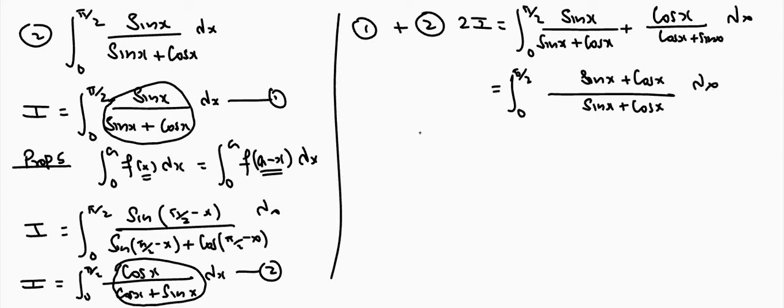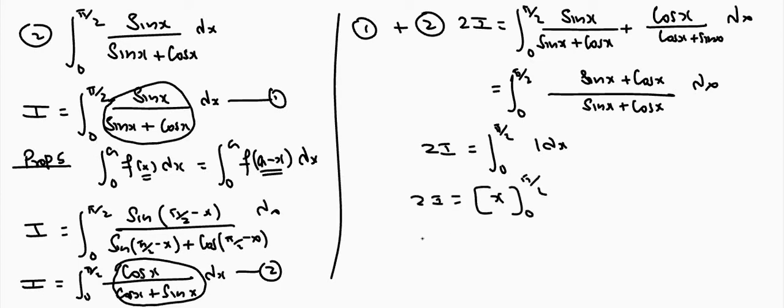We get 2I equals integral 0 to pi by 2 1 dx. 2I equals x, the upper limit is pi by 2 and lower limit is 0. We get 2I equals pi by 2 minus 0, which is pi by 2. The final answer will be I is equal to pi by 4. Next, question number 3.